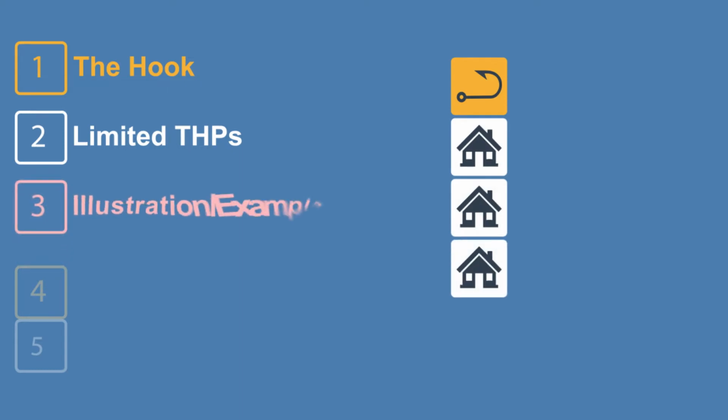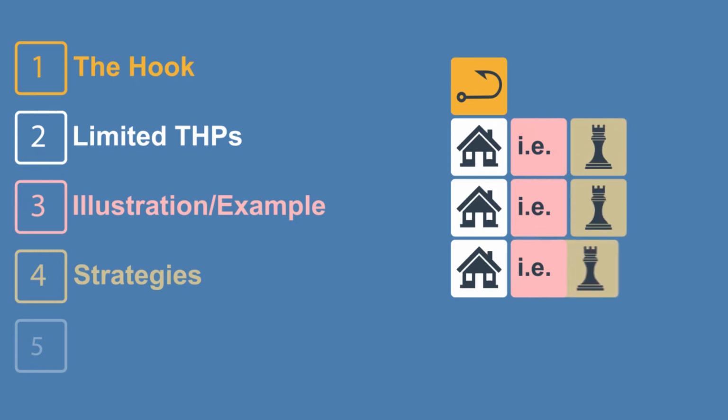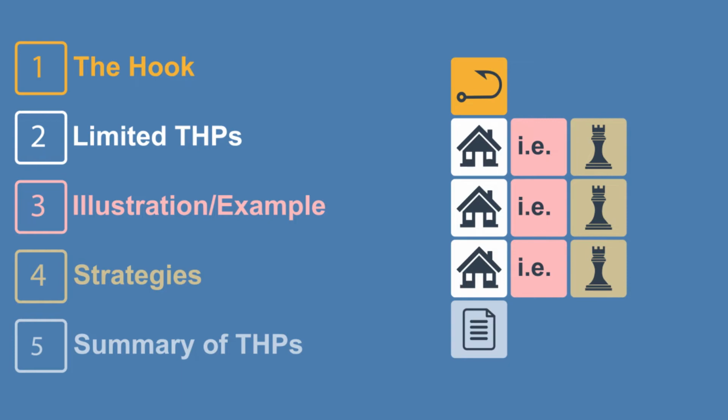Number 3. For each take-home point, consider an illustration, example, or application to help learners understand it, particularly for longer Chalk Talks. Number 4. Ideally, each take-home point should use a strategy for engagement and recall. Number 5. You should end with a summary of your take-home points.